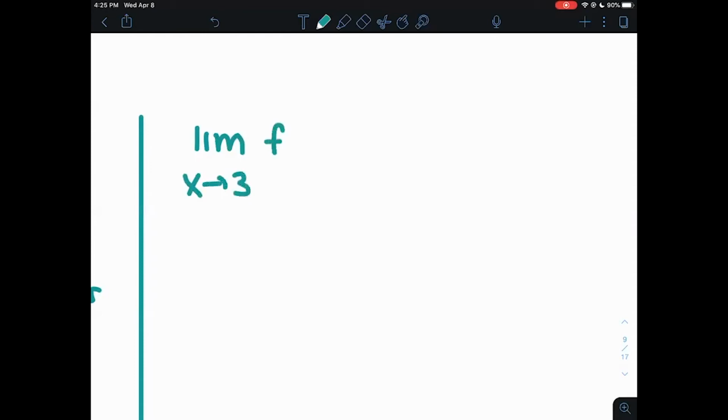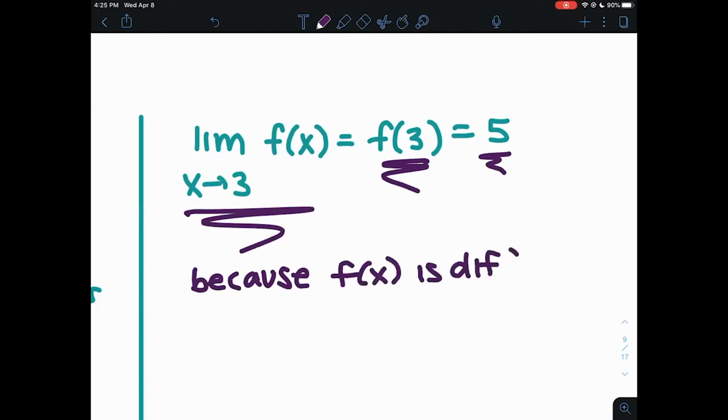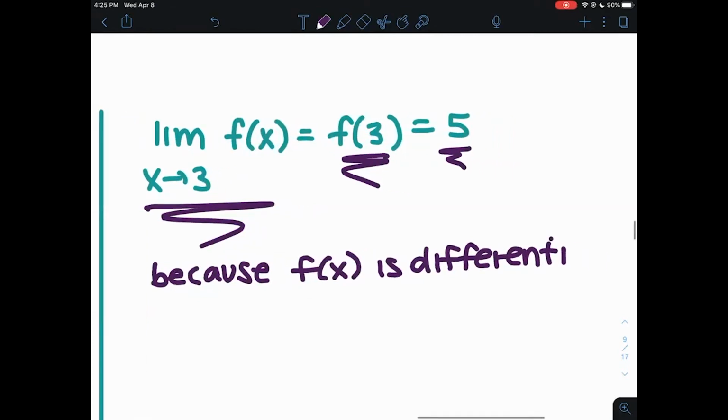Now, here's the last part. I know that this function, f of x, is differentiable. That was in the question stem. I also know that it's continuous. If something is differentiable, it is continuous. We already talked about that. Because this function is continuous, I know that the limit as x approaches 3 of f of x is going to equal f of 3. That has to be true to make a function continuous. I also already know what f of 3 is. f of 3 is 5. So because this function is continuous, f of 3 is equal to the limit of f of x as x approaches 3, which is equal to 5. And I know that because f of x is differentiable, and therefore continuous.